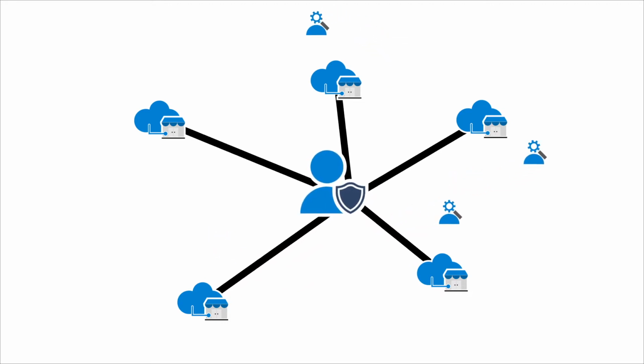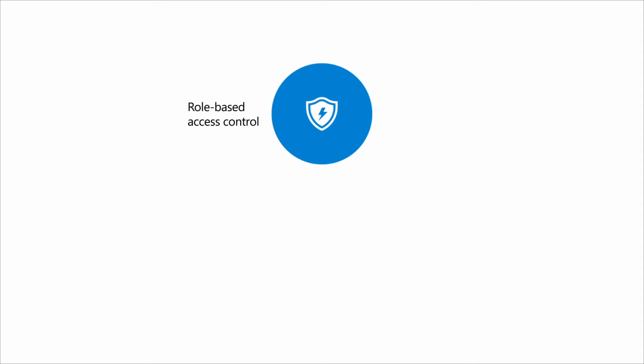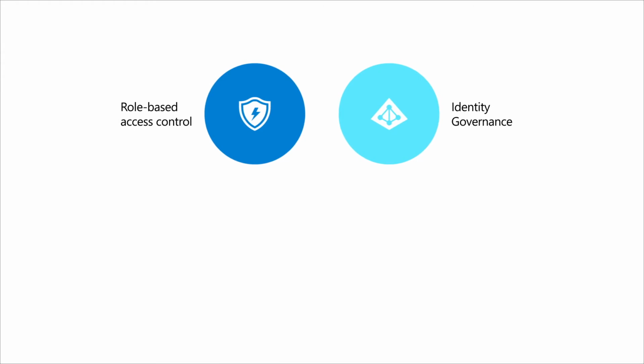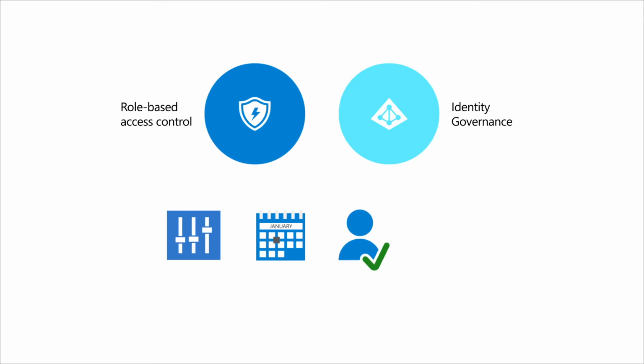A lot of work. Role-based access control, or RBAC, in Microsoft Defender Advanced Threat Protection, combined with identity governance in Azure Active Directory, provides an elegant solution. Customers can provide granular control over Microsoft Defender ATP, set expiration rules, require approvals to join, and delegate partial administrative access, so MSSPs can add and remove additional resources in the customer's tenant when needed.